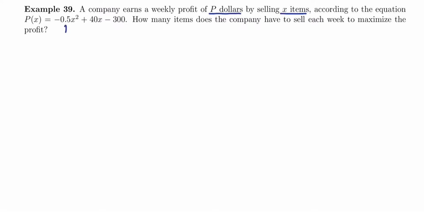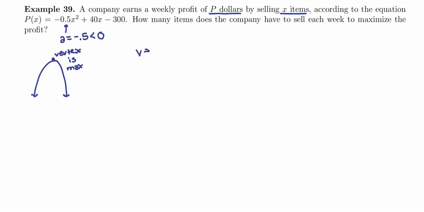Well, let's think about the shape of this graph. Here's my value for a. a is negative 0.5, which is less than 0. If you have a negative a, it flips your parabola upside down. The max point of your parabola is the vertex. So we just need to find the vertex of this function that's given in standard form.